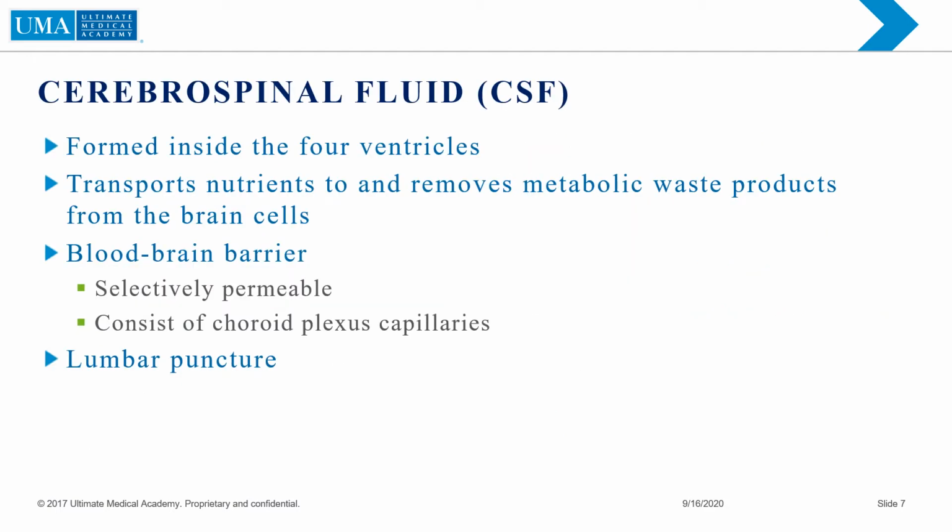Now, let's talk a little bit more about the cerebrospinal fluid. The cerebrospinal fluid, as mentioned before, is a substance that forms inside the forebrain ventricles from the blood vessels of the choroid plexuses. This fluid serves as a liquid shock absorber, protecting the delicate brain and the spinal cord as well. It is formed by filtration from the intricate capillary network of the choroid plexuses. The fluid actually transports nutrients to, and removes metabolic waste products from, the brain cells.